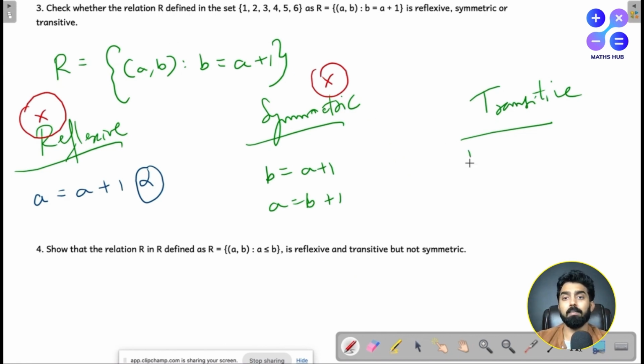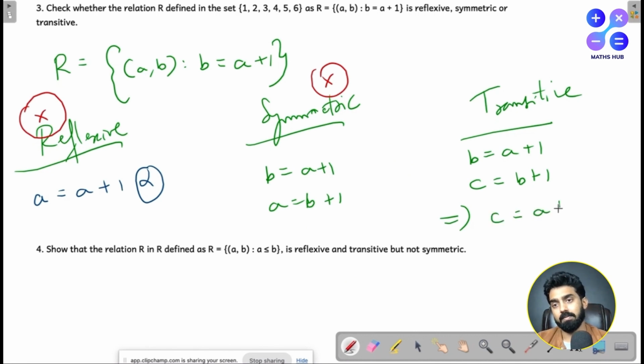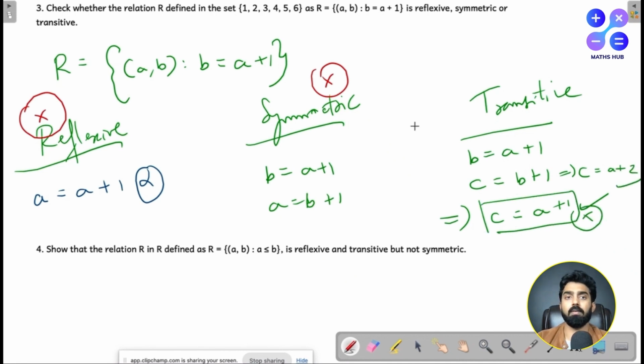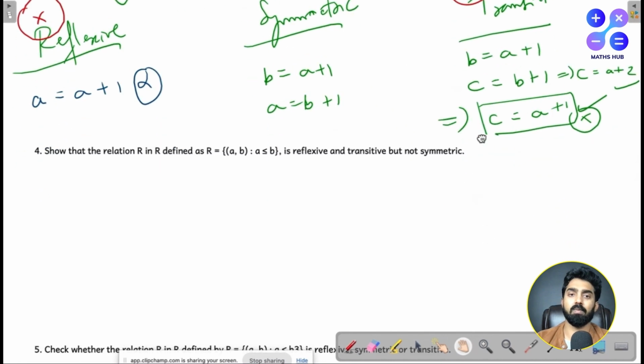If you say b equals a plus 1 and you say c equals b plus 1, does that mean c equals a plus 1? No, absolutely not. So if c equals b plus 1, this means c equals a plus 2. And that's not the same as a plus 1, right? So this is also invalid. This is not transitive as well. So it is neither reflexive, nor symmetric, nor transitive. Great. Let's move to the next question.